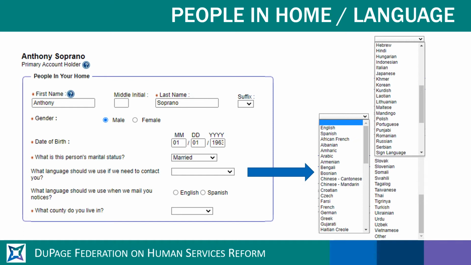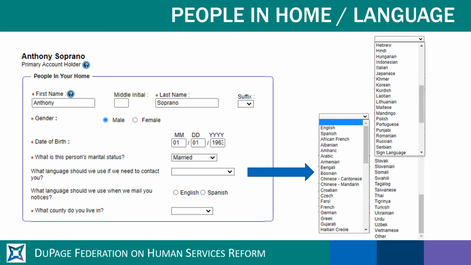In this case, we have Anthony Soprano, and we are entering some basic demographic information. These questions we are going to see are asked of each person that is included on the application. They do have a question, it is optional, about what language to use if they need to contact the person.